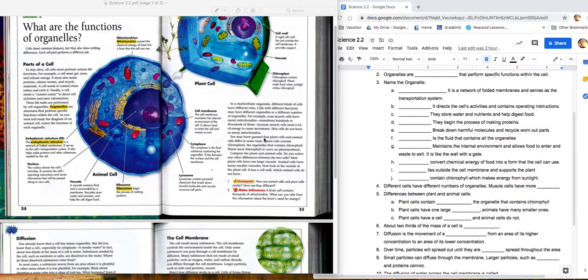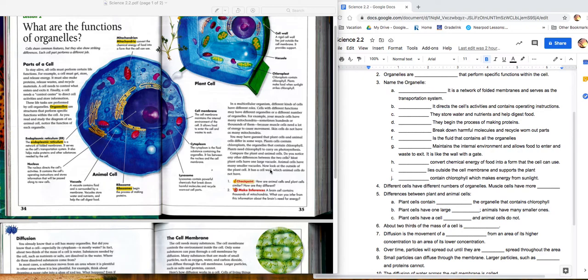Paragraph 2: you may have guessed that plant cells and animal cells differ in some ways. Plant cells contain chloroplasts, we talked about that, the organelle that contains chlorophyll. Plants need chlorophyll to carry on photosynthesis. We'll get a whole lesson on photosynthesis in a few chapters. Okay, compare the plant and the animal cells. Do you see any other differences between the two cells? Most plant cells have one large vacuole. Animals have many smaller ones.